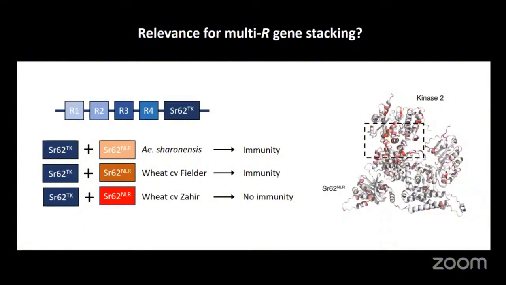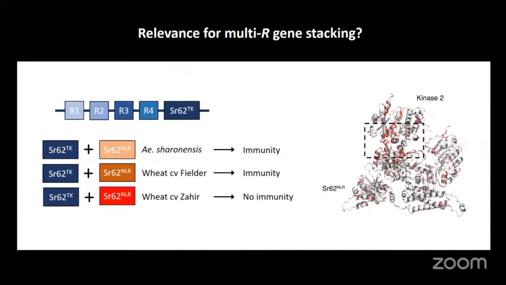Okay, so you may ask, why all this mechanism? What's the relevance for breeding, in particular GM breeding? And so to remind you, SR62 was integrated into wheat from Aegilops sharonensis. And if you have the two sharonensis versions of the SR62 kinase and the NLR, they work very well together and they give rise to immunity.